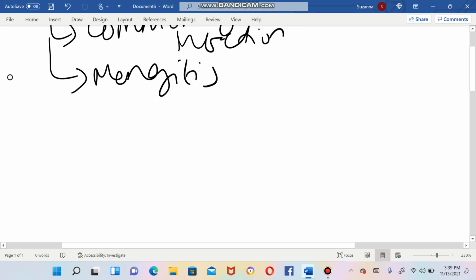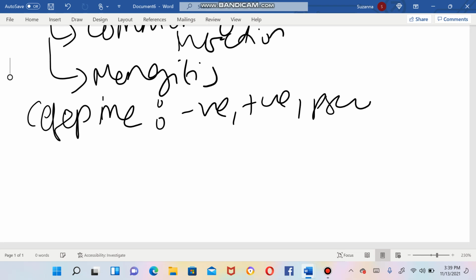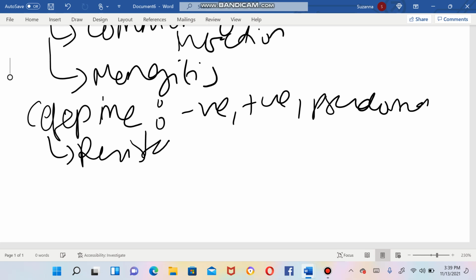So let's move on to the fourth generation cephalosporin, which is cefepime. It covers gram-negative and gram-positive organisms as well as pseudomonas. So it is used in some resistant cases and in hospitalized patients.